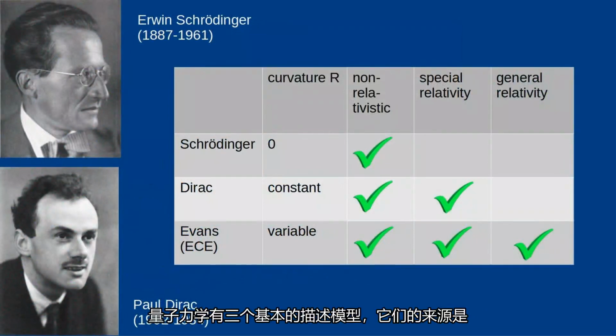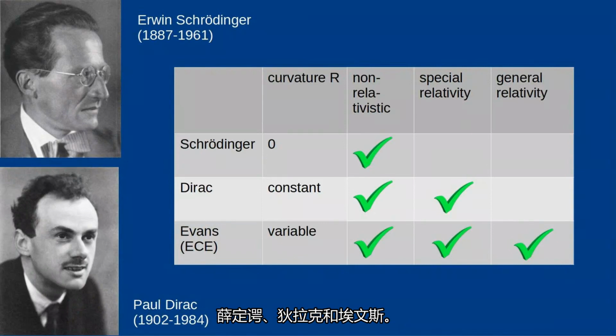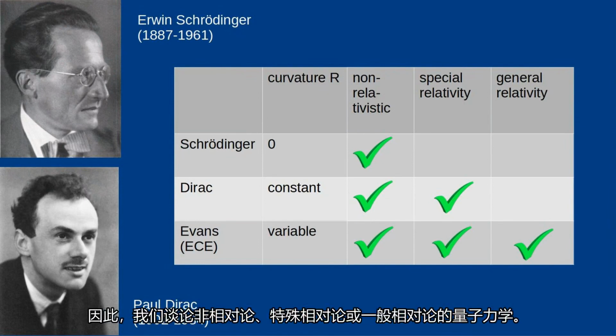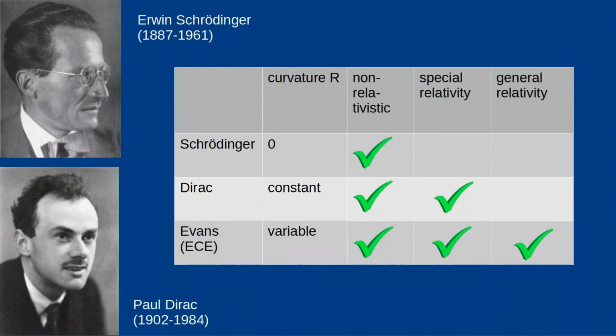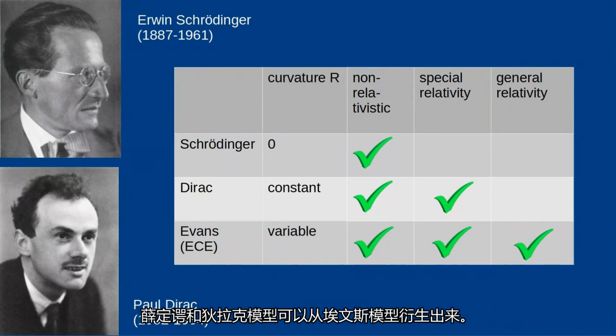There are three basic description models of quantum mechanics, which originate from Schrödinger, Dirac, and Evans. The three models differ in the use of spacetime curvature, first without curvature, second constant and third variable. Accordingly, we speak of non-relativistic, special relativistic or general relativistic quantum mechanics. The Schrödinger and Dirac models can be derived from the Evans model.